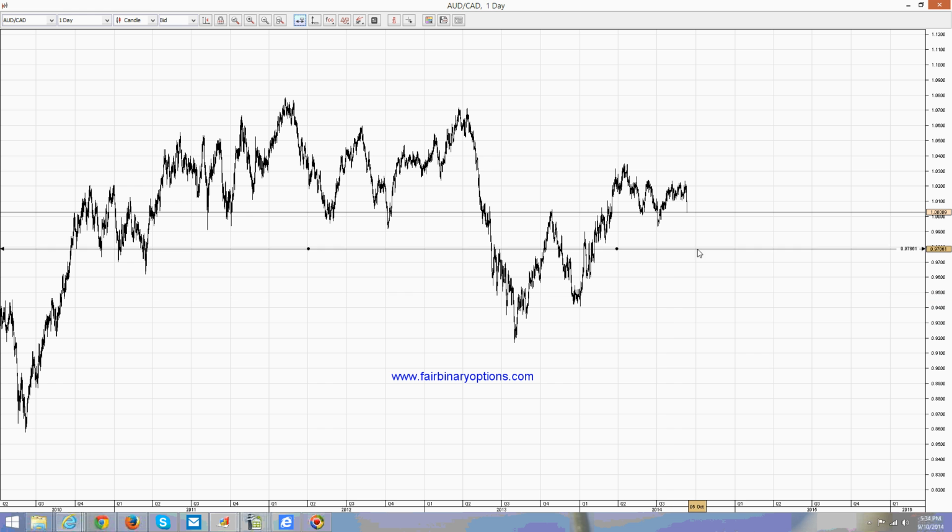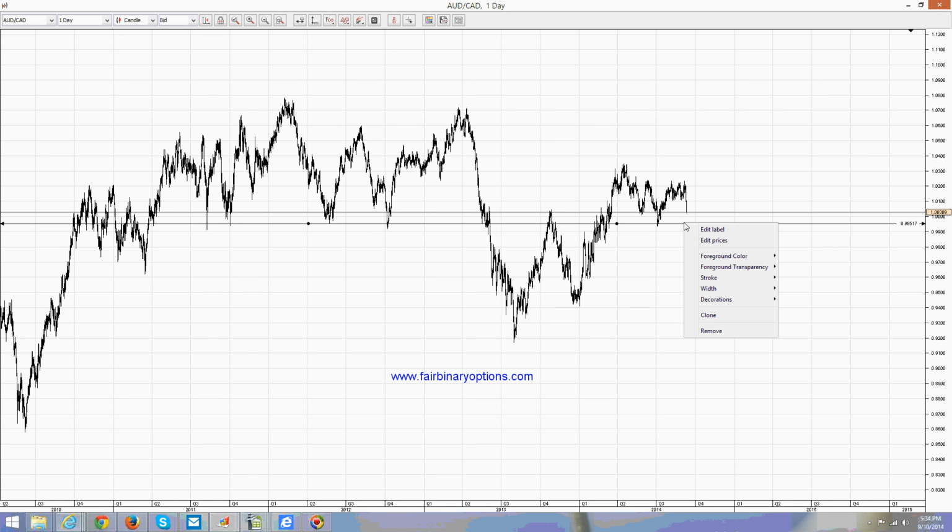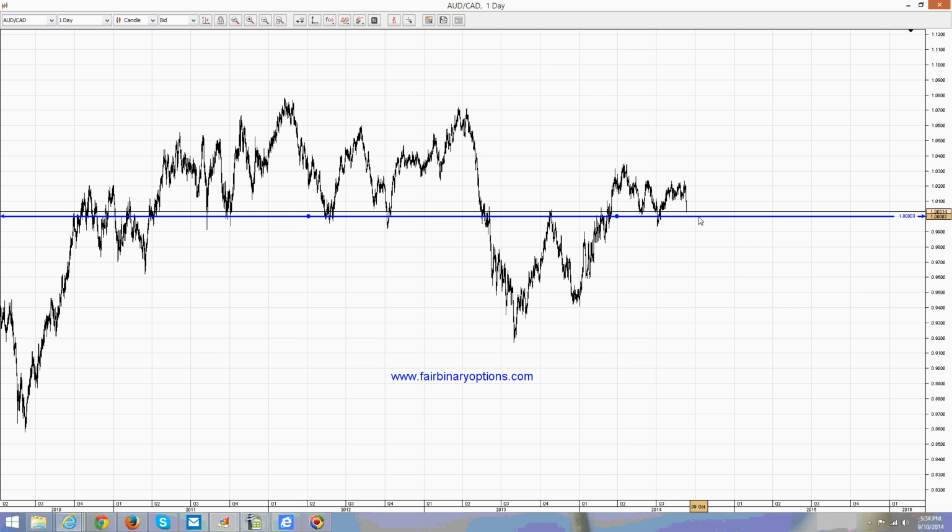First of all, the psychological parity level. Let me make this one bigger, and let's change the color like this. So parity is, let's say, here, and I would say that heading into the jobs data, a parity level is going to be a nice place to go and buy call options. Take a look how the market did each and every time it acted at this level.